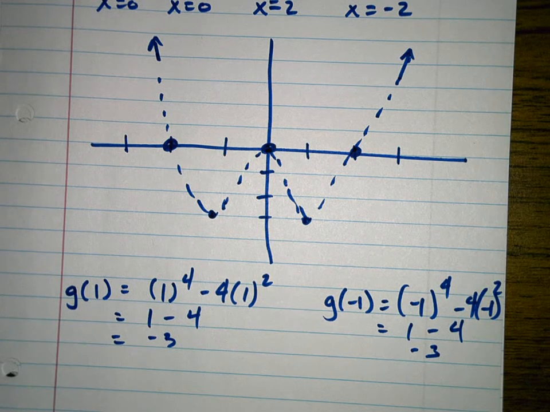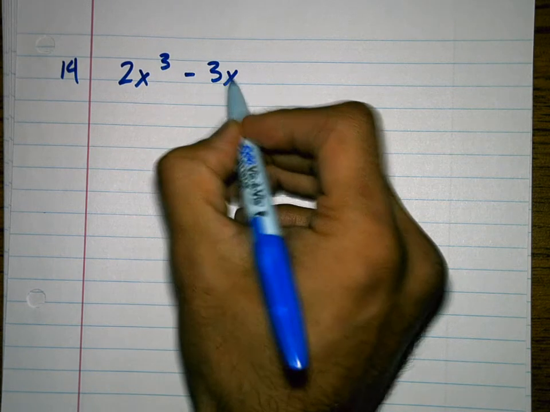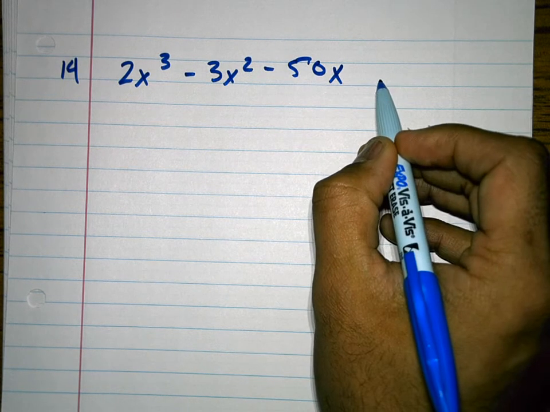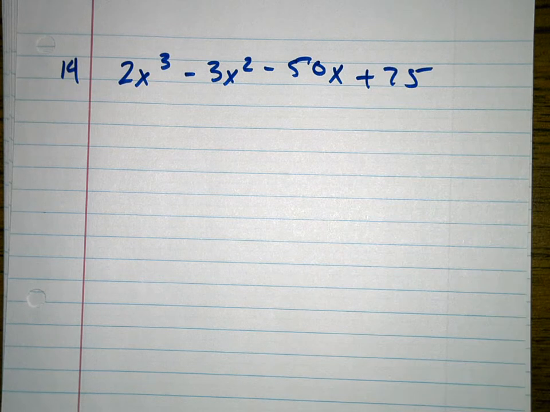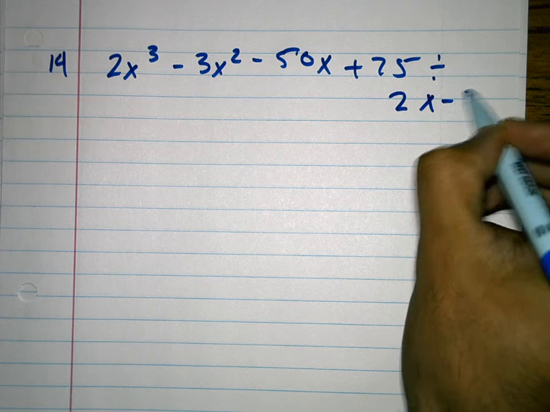Okay. Jumping to section 2.3, looking at number 14. Number 14 says divide. They're asking me to divide 2x to the 3rd minus 3x squared minus 50x plus 75, divided by, kind of running out of room here, 2x minus 3.